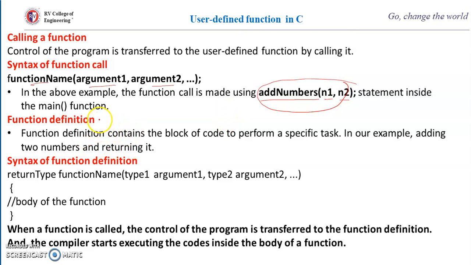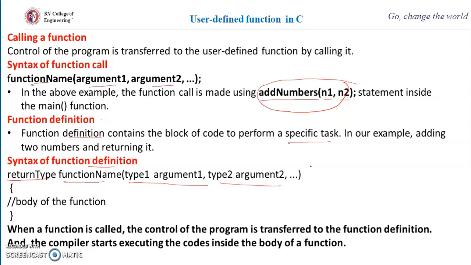And then next is the function definition. So what is the function definition? The function definition contains the block of code to perform a specific task. In our example, adding two numbers and returning the result. Basically here we are writing a program to add two integer numbers, so that addition part will take place here in the function definition. So what is the syntax of writing the function definition? We write the return type, the name of the function, type 1 argument 1, type 2 argument 2, and so on, based on how many arguments we have.